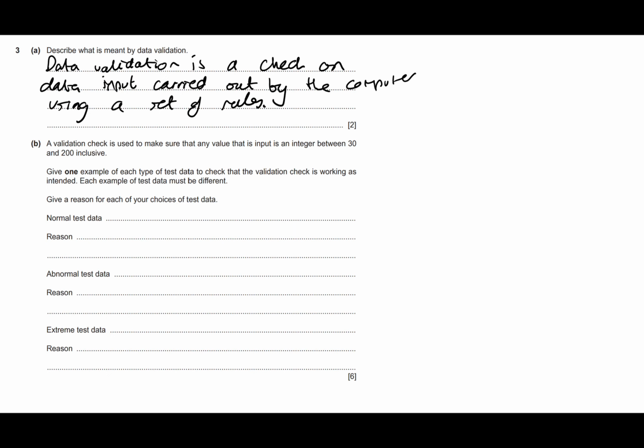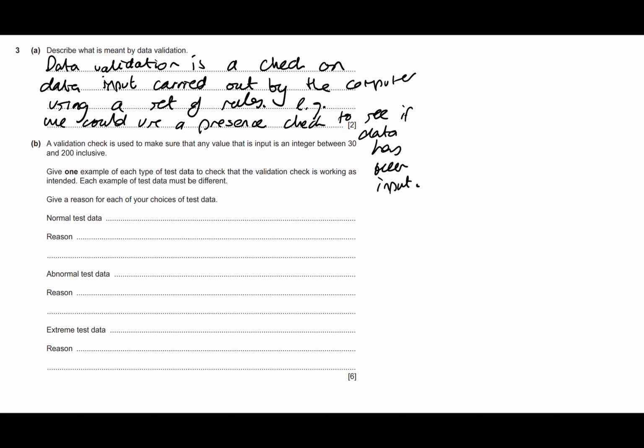But just to be sure, I'm going to throw in an example. Don't be afraid to throw an example in just to support any answer that you do. So I'm going to say, e.g., we could use a presence check to see if data has been input. Okay, so I'm happy with that one.